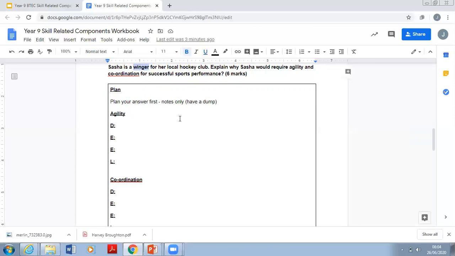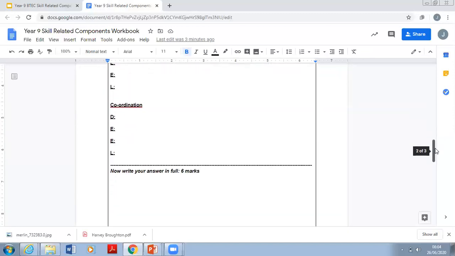That term there shows why does she need, as a winger, why does she need agility? We start looking at changing direction, speed and under control, but being a bit more specific than that, going around plays, etc. Then explain why she needs it, why it's important, and then link your response back to the original question. And then you'll do the same for coordination.